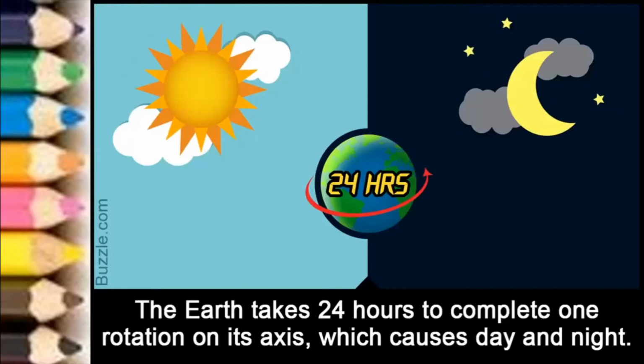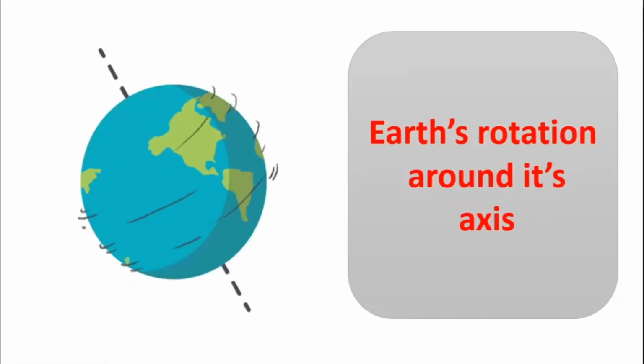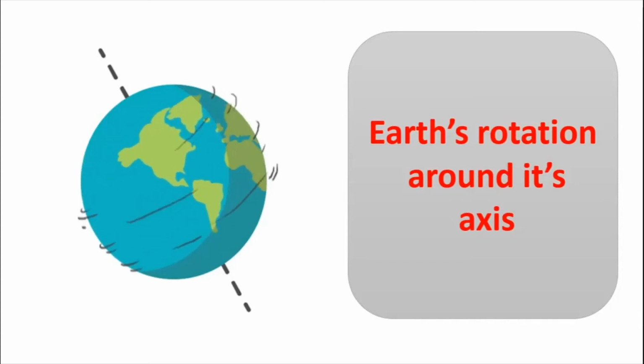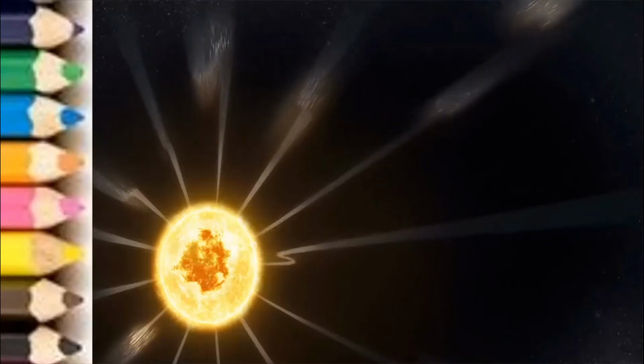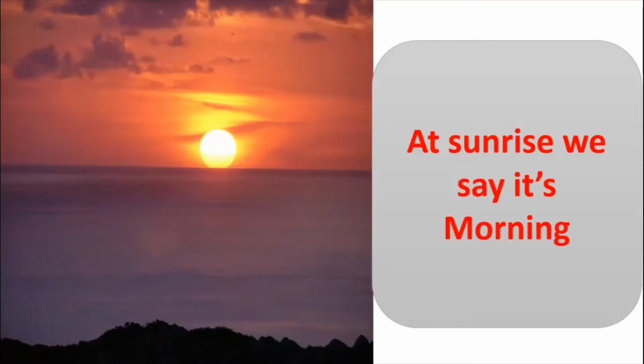So how much time does the Earth take to complete this one rotation? See, once it goes around, let me show you. See, one chakkar, one round is called as one rotation. And the earth, it takes 24 hours to complete one rotation. Okay, so in this 24 hours, half of the time is day and the remaining half of the time is night. Isn't it? Very simple. Let us see some more images.